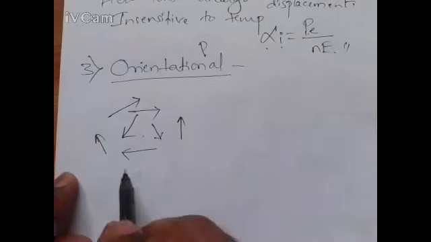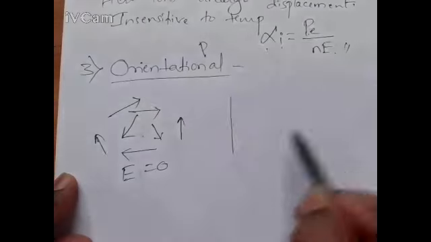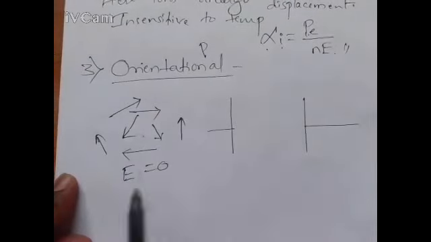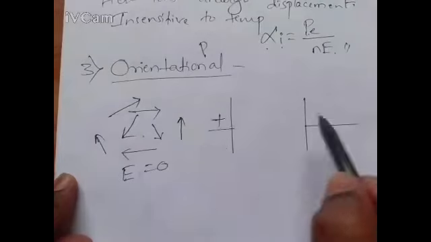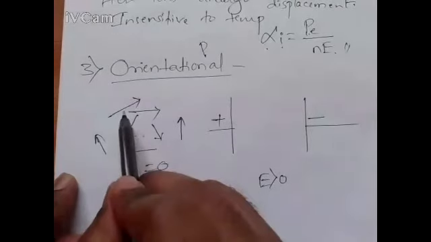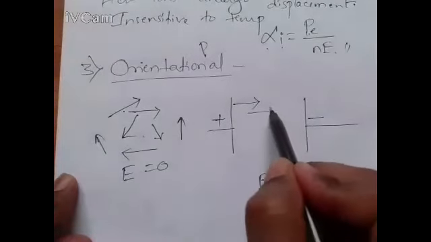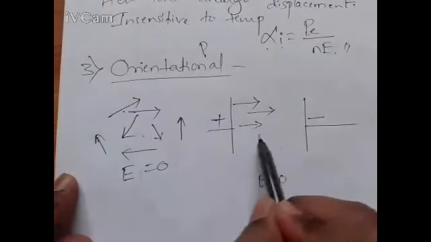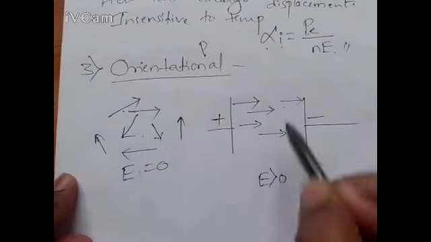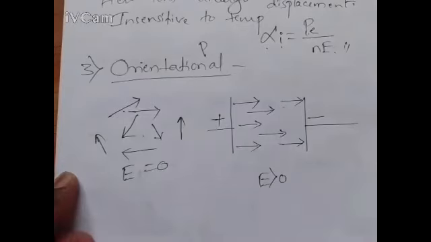When the field is 0 over here, I take these molecules under the plate and apply the field to that, that means E is greater than 0. At that time, this molecule will orient in this direction, and this molecule will orient in this direction. These are the molecules which orient in the direction of the field. So this is called orientational polarization.